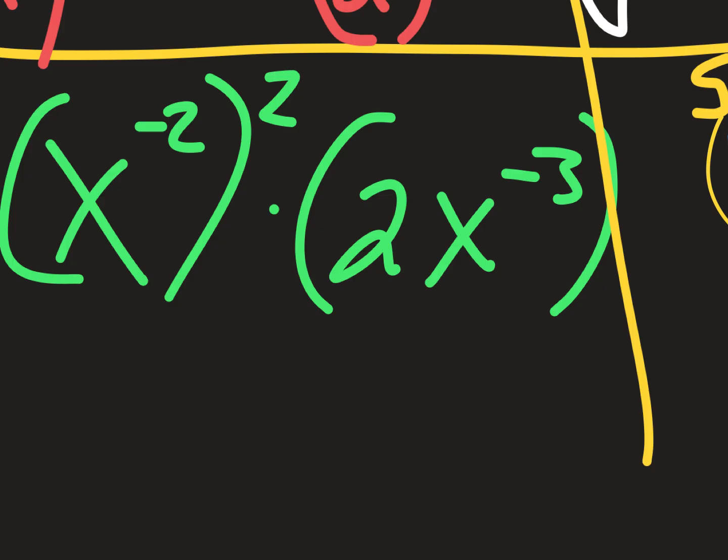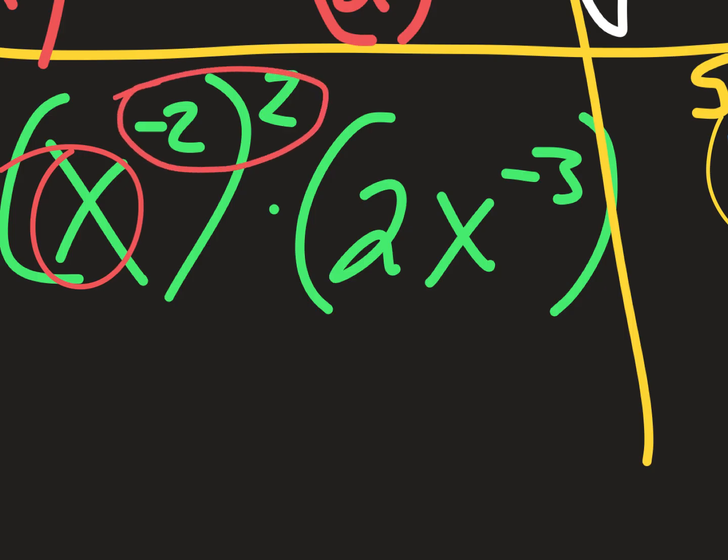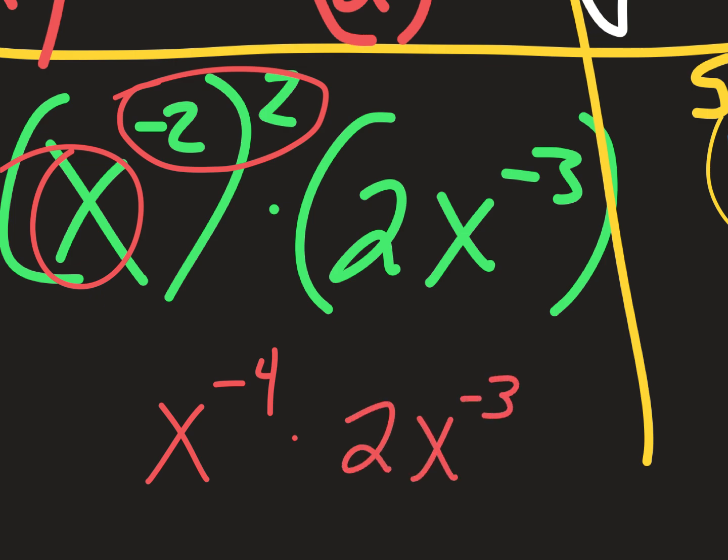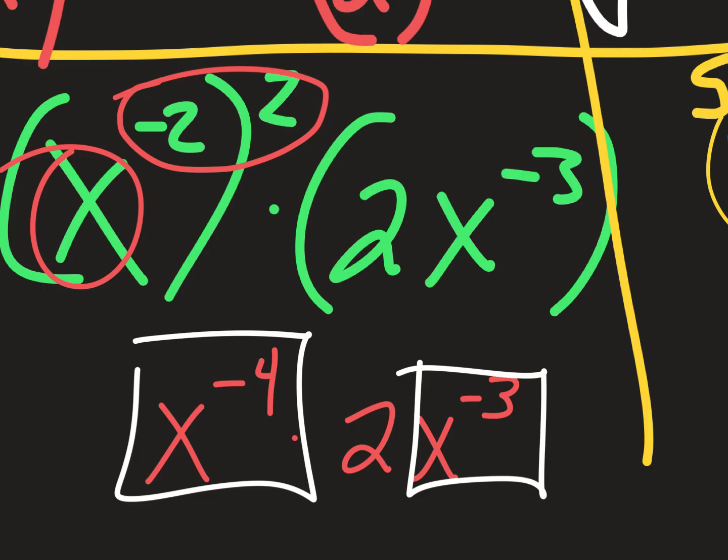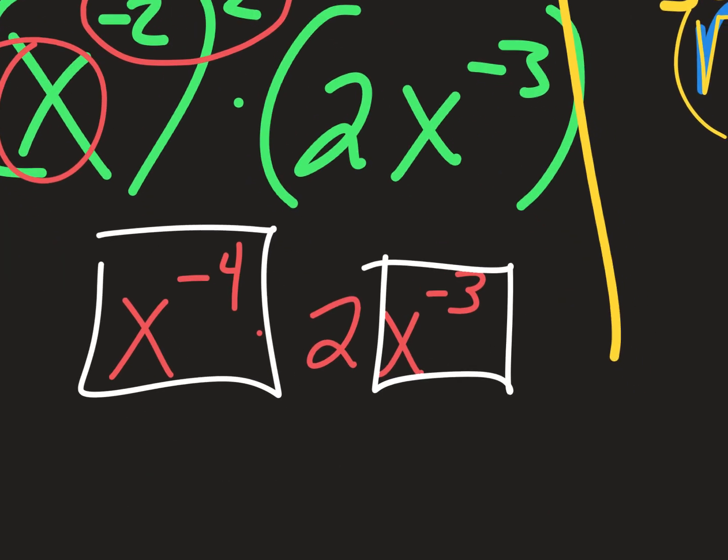This one, what you should have done is this kind of power, you just multiply them. So that's x to the negative 4. I'm just going to do one thing at a time. Times 2x to the negative 3. Now you got to know what to do with that 2 and what to do with this x to the negative 4 and the x to the negative 3. Those can be combined and they make x to the negative 7. If you said 2x to the negative 7, you were so close.